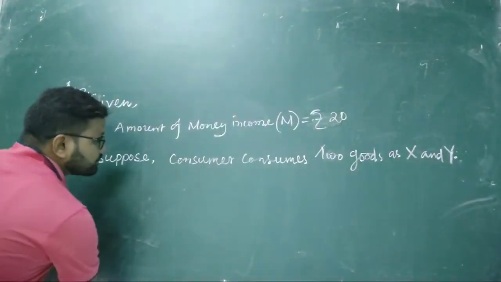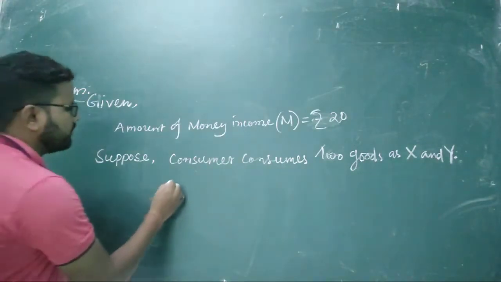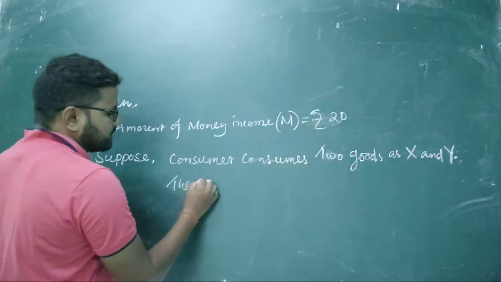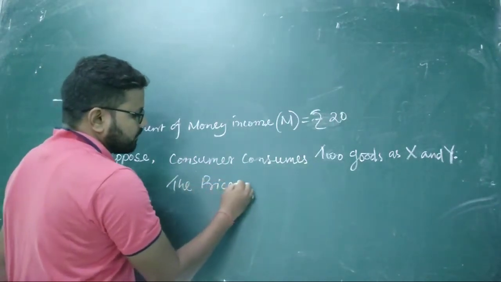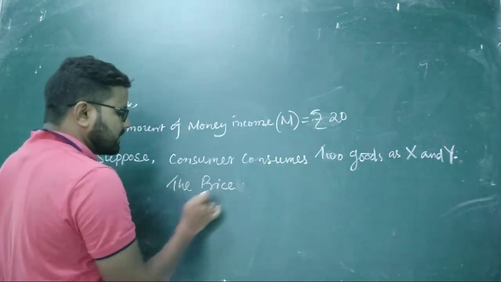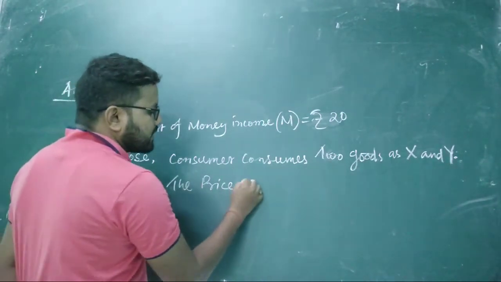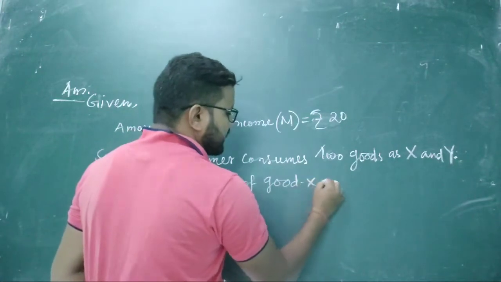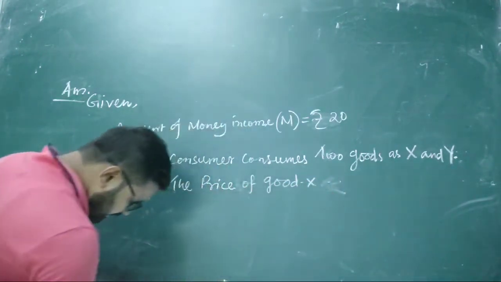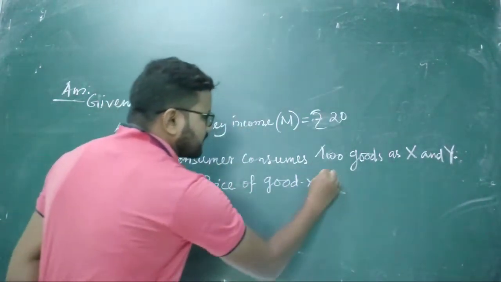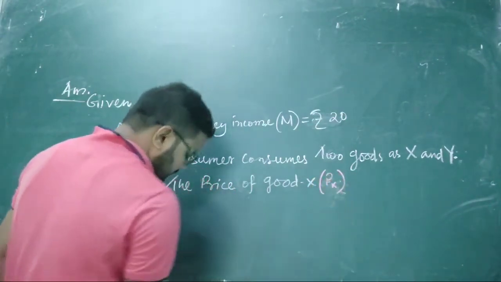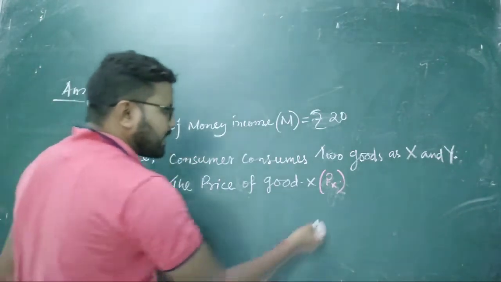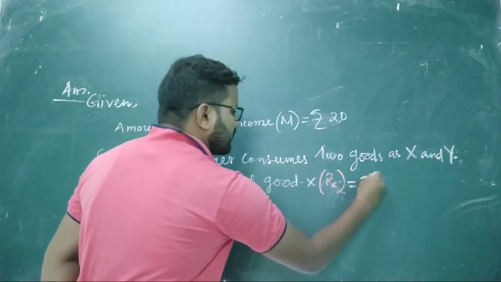So now the prices. Write in single line. The price of good X, that is first good, the price of good X is what? So it can be denoted as PX. So the price of good X is what? Rupees 4.